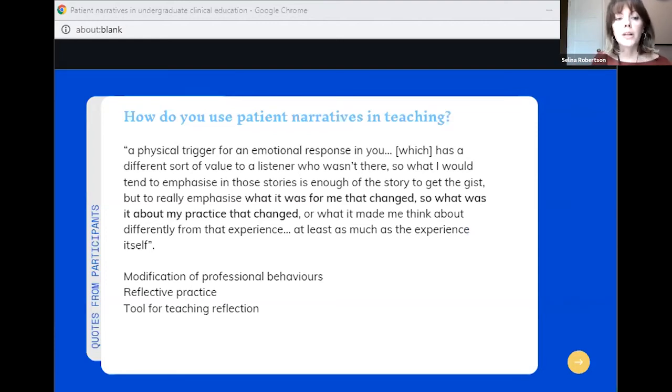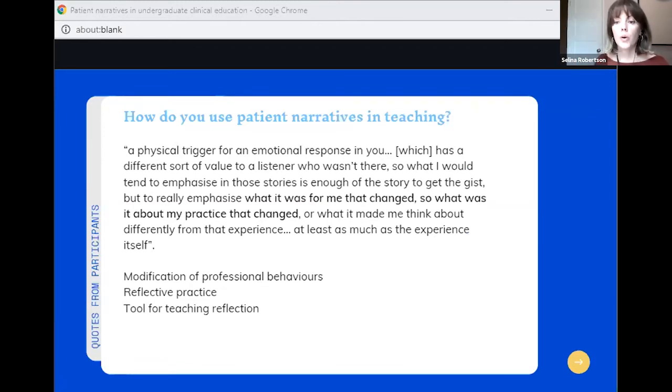Patient narratives are a physical trigger for an emotional response in you, which is a different source of value to a listener who wasn't there. So what I would tend to emphasize in those stories is enough to get the gist, but to really emphasize what it was for me that changed, what it was about my practice that changed, or what it made me think about differently from that experience, at least as much as the experience itself.